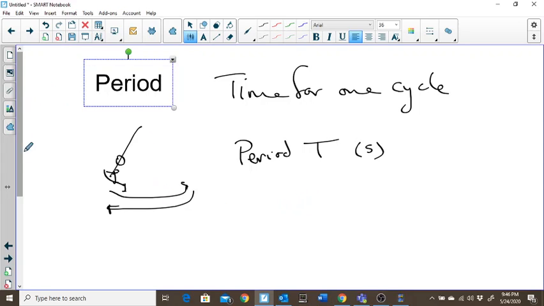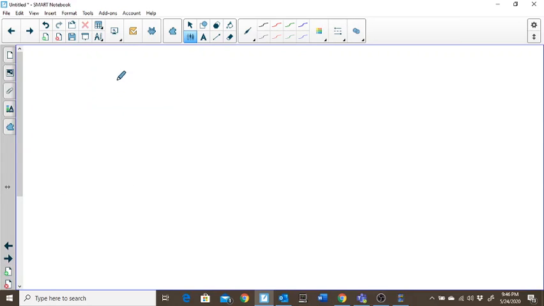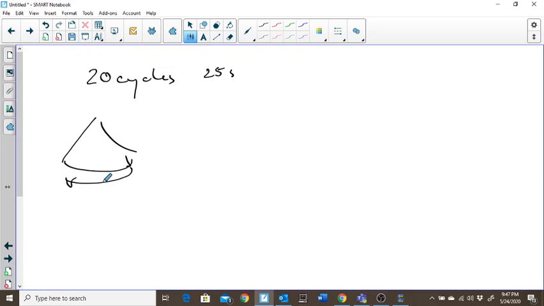So let's do this. A child completes 20 cycles in 25 seconds, and he's on a swing. So this child's on a swing, going backwards and forwards, and he goes 20 times in 25 seconds. What we want to know is, what is the frequency? And to do that, well, the frequency is cycles per second. We're going to take our 20 cycles divided by our 25 seconds.